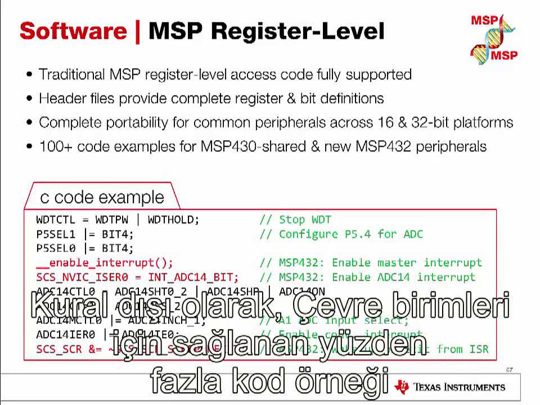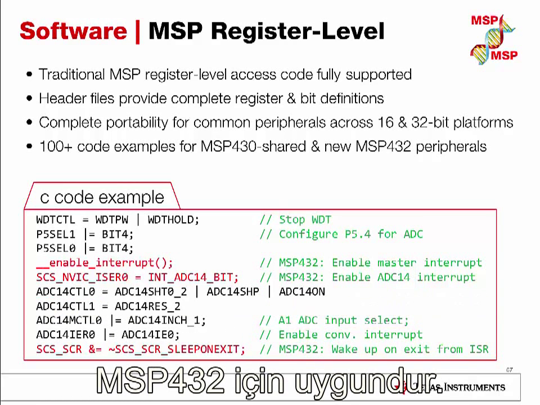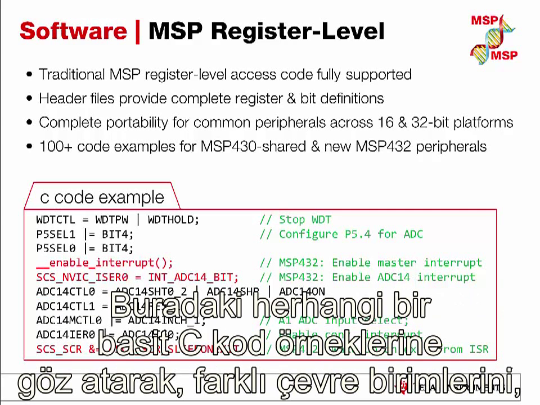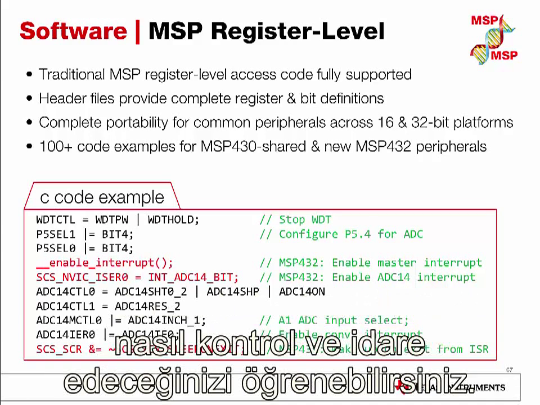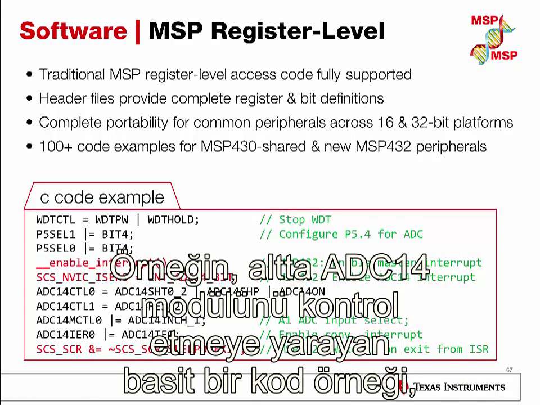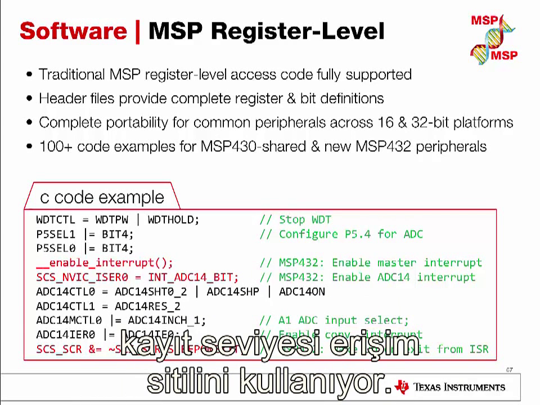Out of the box, more than a hundred code examples are already provided for the peripherals that are available on MSP432. You can browse through any of these simple C code examples to learn how to manipulate and control different peripherals. For example, below is a very simple code example used to control the ADC14 module using the register level access style.